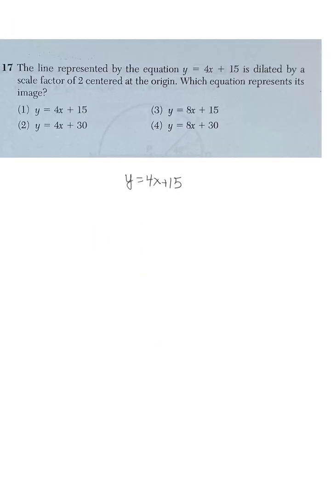Okay, this one will be a quick explanation. When we're dilating a line by a scale factor of, in this case, 2, centered at the origin, super easy. All you do is take the y-intercept and double it. And then your slope, which is your 4, will always stay the same. And there's your answer. Okay, so with a scale factor of 2, you always double the y-intercept. Don't touch the slope.